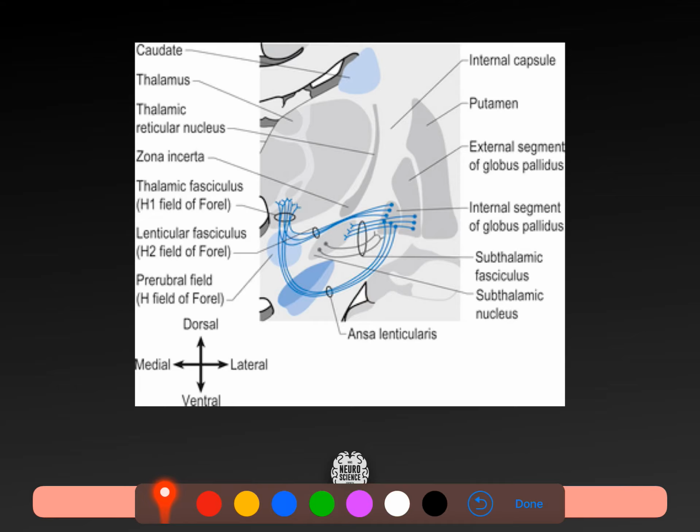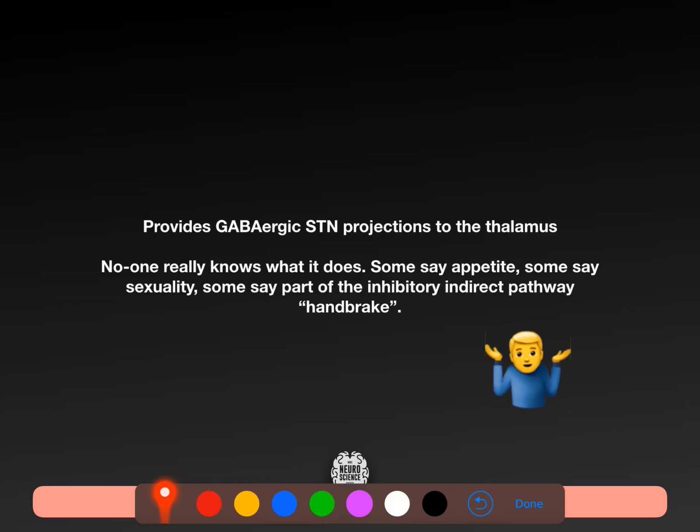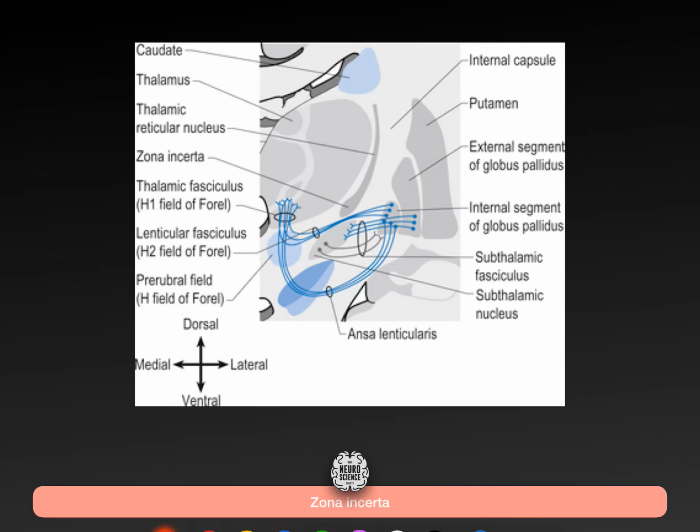And the zona incerta itself here is within the internal capsule, between the thalamus and the lentiform body here. And the zona incerta itself provides GABAergic subthalamic projections to the thalamus. Okay, so it's the output of the subthalamus to the thalamus to regulate it, as we've talked about. Whole other functions, appetite, sexuality, but the inhibitory and direct pathways handbrake is pretty conclusively seen. It's what we like. So I've put the shrugging emoji because we're not entirely sure, but you might see a little grey blob in the internal capsule, and I just want you to know that is the zona incerta.